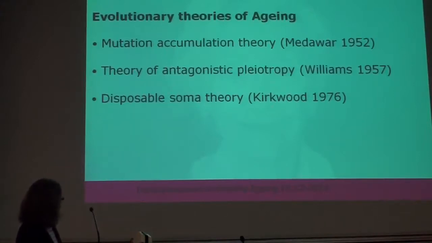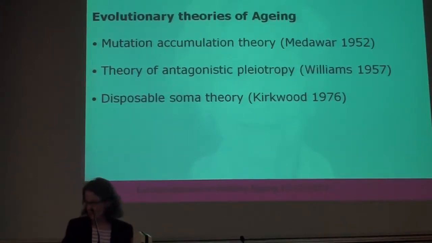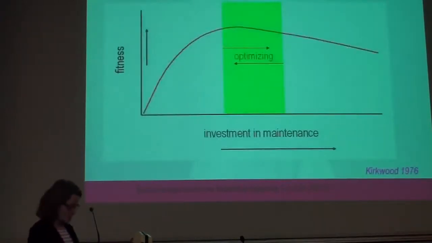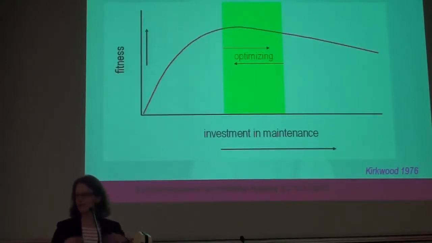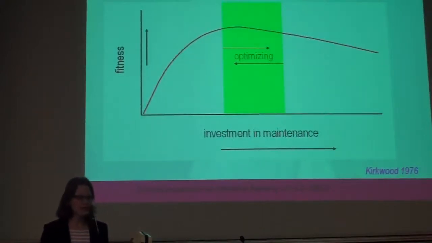And then there is the disposable soma theory of Thomas Kirkwood, which builds on this principle of antagonistic pleiotropy. But he states that there is a resource allocation problem. Suppose we have a body that has a certain maintenance requirement, and there's an amount of energy that we could invest in maintenance. Suppose that in theory, if you invested all the available energy into the maintenance of the body, repair would be perfect and we could live forever.